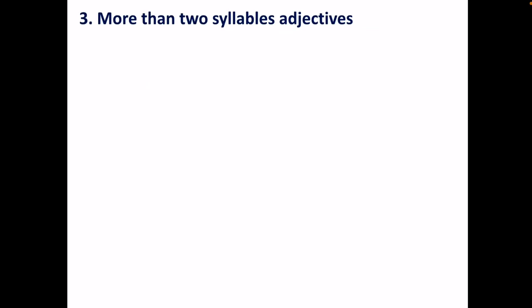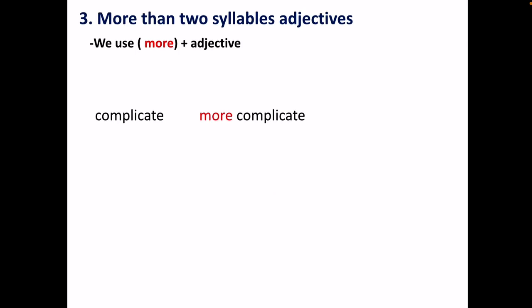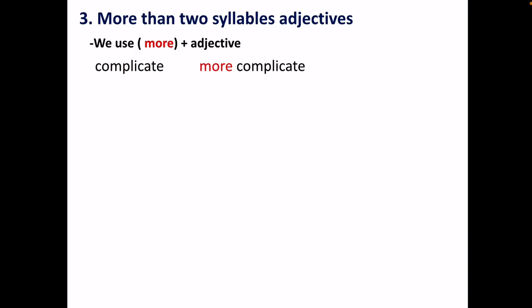If I have more than two syllable adjectives. إذا كان عندي صفة تتكون من أكثر من مقطعين صوتيين يعني 3 4 5 okay. We use more and then we add the adjective. فقط نستخدم more. For example complicate, more complicate. لاحظوا هنا إذا حاولنا مثلا نضيف er يصير complicated يصير صعبة. فلذلك لأن اللفظ مالته صعب it's easier to say more complicate.